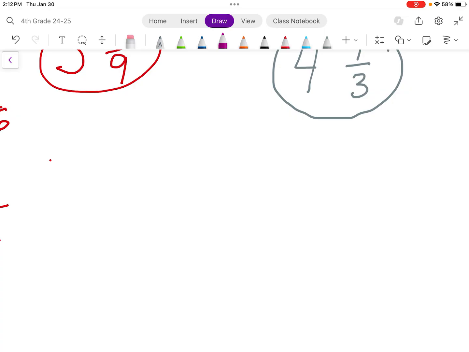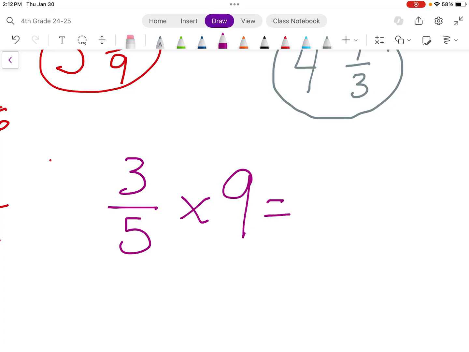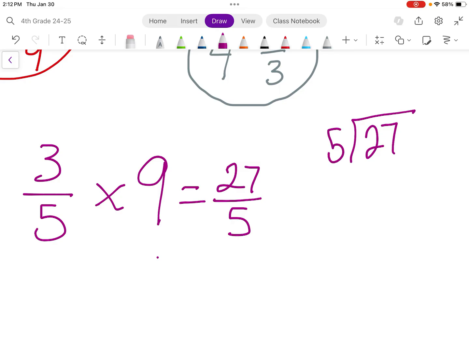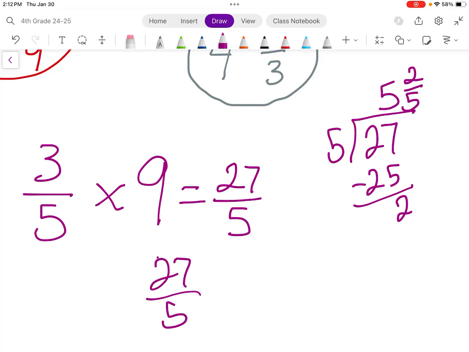Next problem, 3/5 times 9. And we'll do the same thing here. We're going to multiply our whole number by our numerator. So 3 times 9 is 27. Keep our denominator the same with 5. And not leave it improper. We're going to turn it into a mixed number. So we'll take 27 divided by 5. 5 can fit in 27 5 times. 5 times 5 is 25. 27 minus 25 is 2. So 2 is my numerator. 5 is my denominator. So 27/5 is equal to 5 and 2/5.